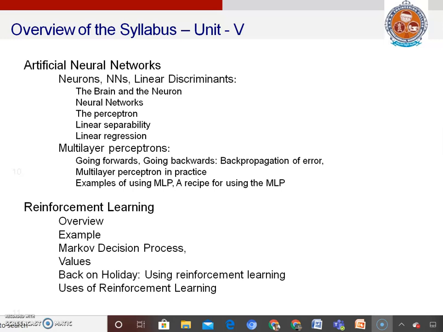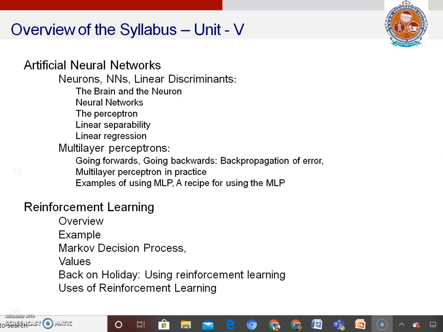What is meant by artificial neural networks, which are designed inspired by biological neurons? In that, we learn about the pioneering artificial neural network that was developed, called the perceptron, the multilayer perceptron, and the backpropagation algorithm. We also learn about a recent advancement in machine learning called reinforcement learning.